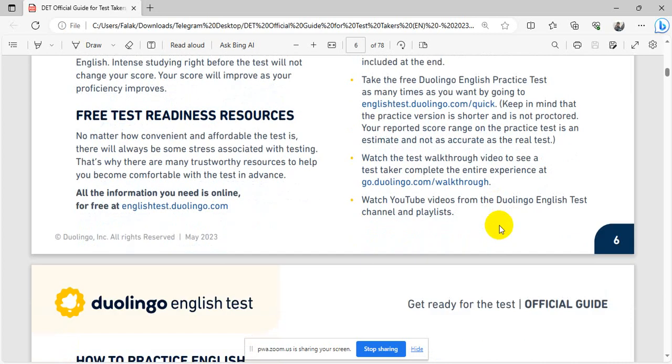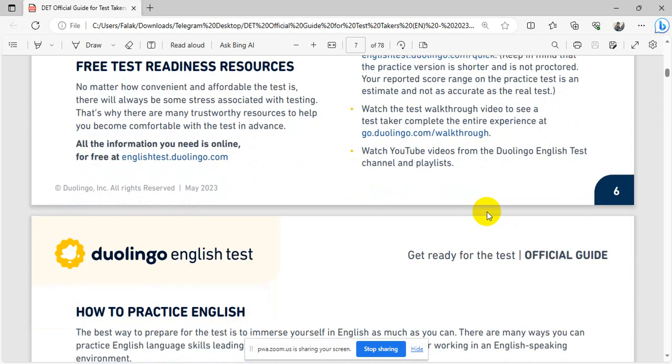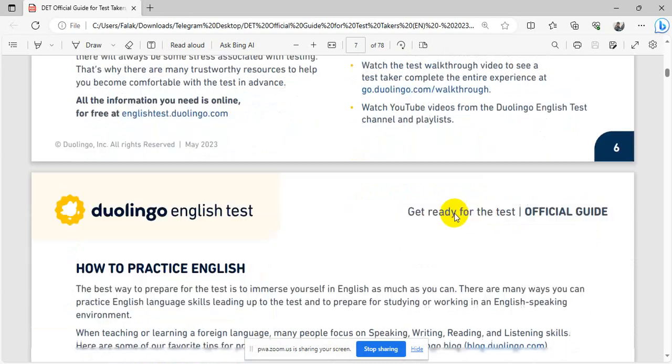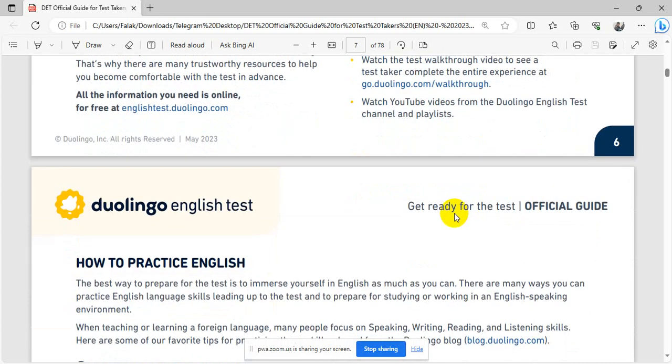And the next resource is to watch the test walkthrough video to see a test taker complete the entire experience at the Duolingo website's walkthrough page. Also on this website you can find a video of a person taking all the tests. And on YouTube you can search for mock tests or practice tests of Duolingo. There are a lot of YouTube channels uploading their practice tests, where someone takes the test and shares it with you. So I told you here, it says watch YouTube videos for the Duolingo English test channel and playlists.